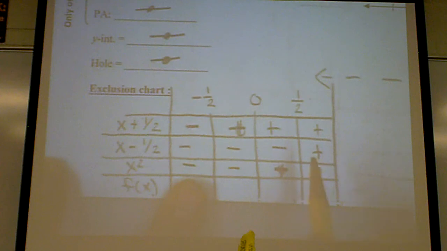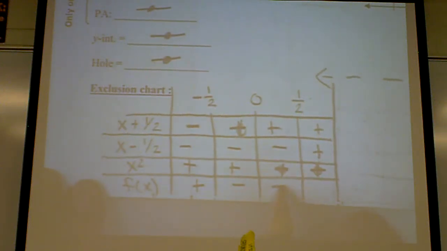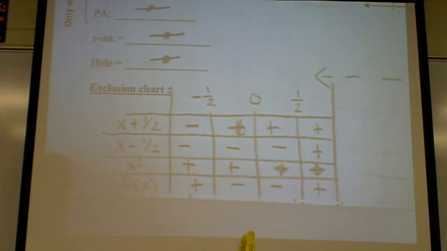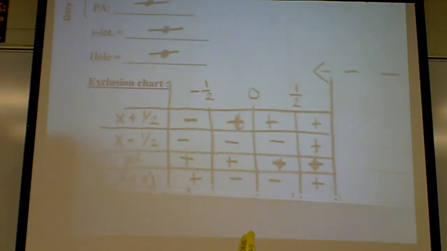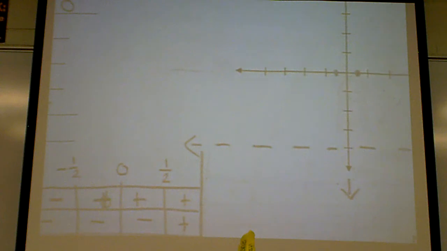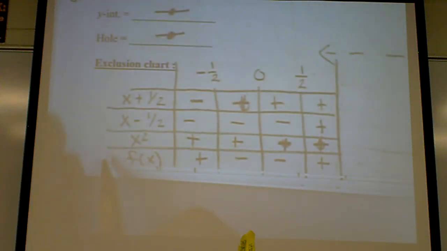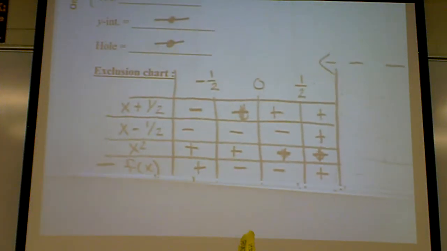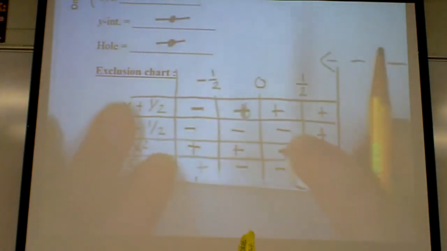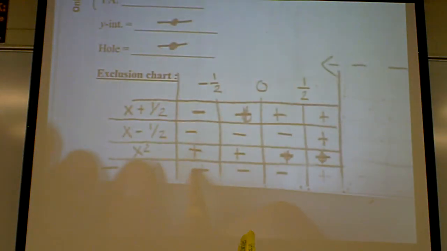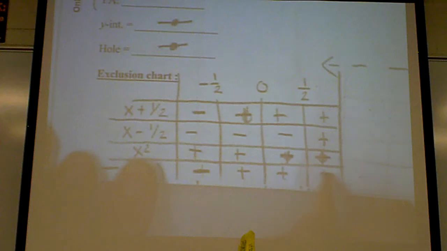Alright. And so we have a positive, negative, negative, positive. Alright, so from negative infinity to negative 1/2, we have positive. Flip it, because of the leading coefficient, negative. So this becomes a negative, positive, positive, negative.